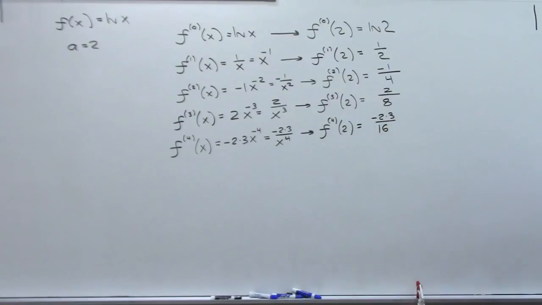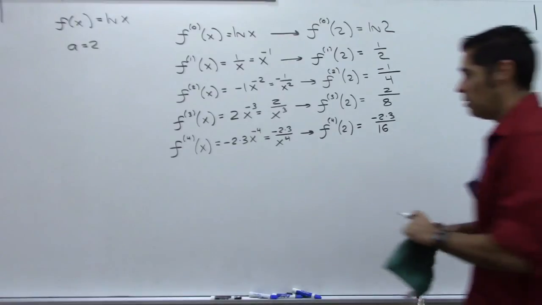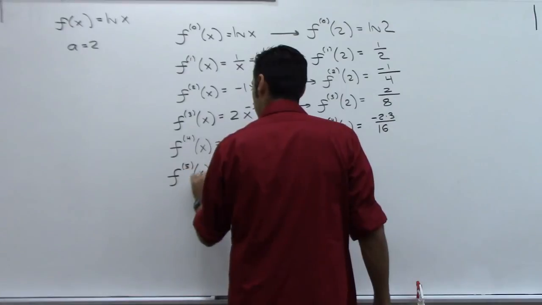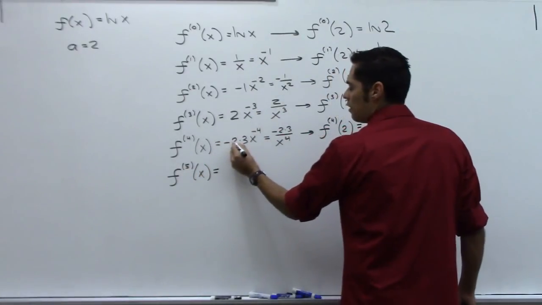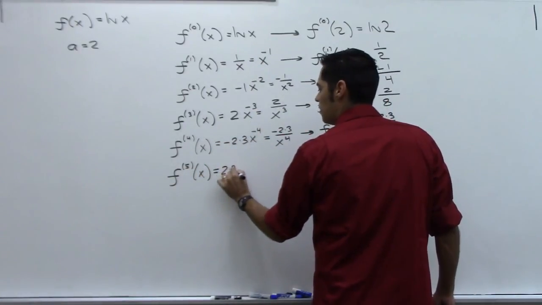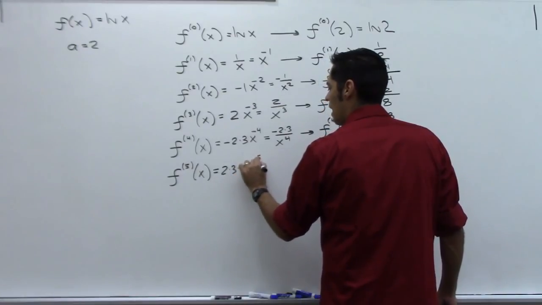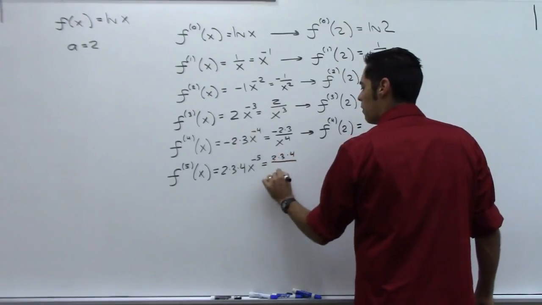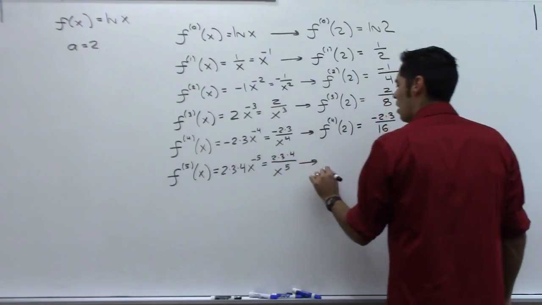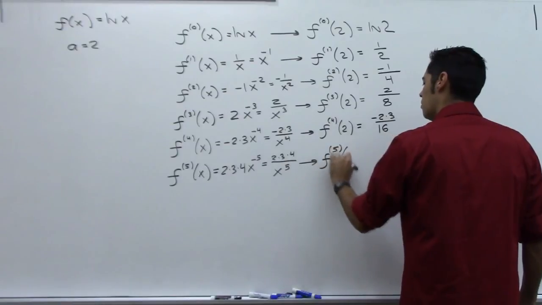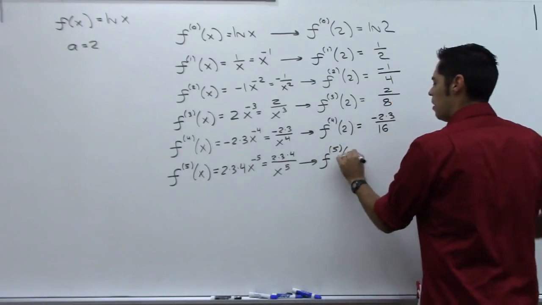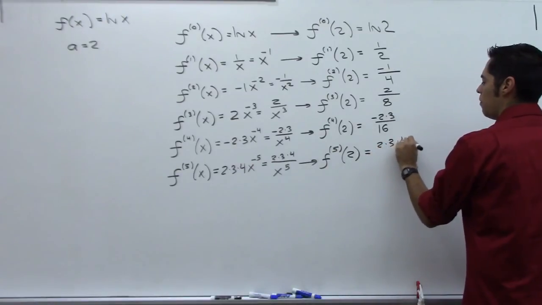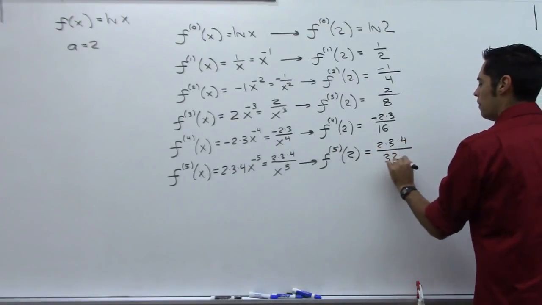So let's try and figure out what's happening here. Well, let me do one more. Fifth derivative at x. So the negative 4 comes out here, it becomes a positive. I now have 2 times 3 times 4, x to the negative 5, which is going to be 2 times 3 times 4 over x to the 5th. And when I plug in 2, I get 2 times 3 times 4 over 32.